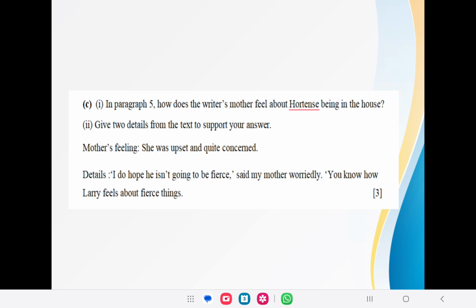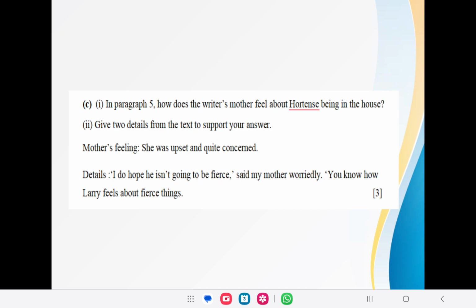Another one. In paragraph 5, how does the writer's mother feel about Hortense being in the house? Give two details from the text to support your answer. So, mother's feelings. In the text, as far as I can remember, they have used the word that mother asked worriedly, or she was worried, something like that. So instead of using the same word, I have changed it and written it in my own words. She was upset and quite concerned. This is the way the mother was feeling.